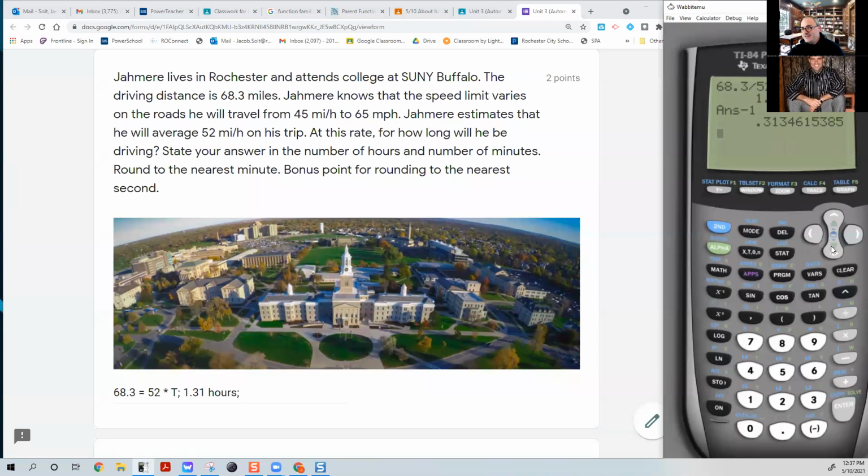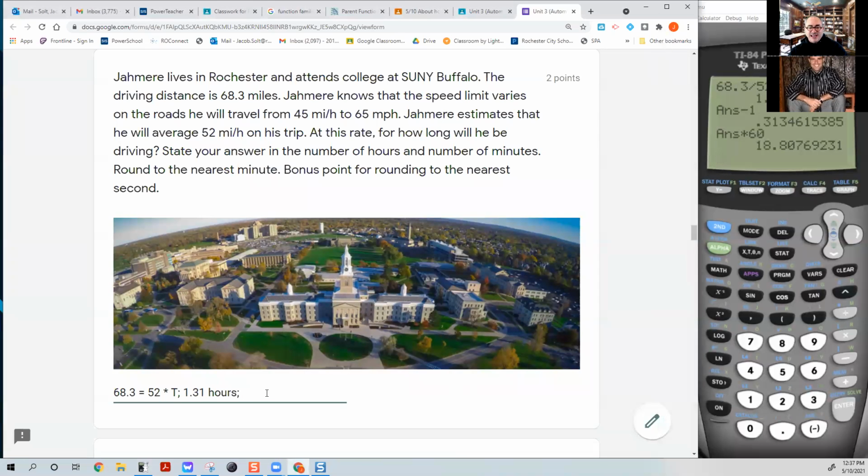How many minutes are in 0.313415385 hours? Well, I need to think, how many minutes are there in an hour? There's 60. So if I take this number, this is a fraction of an hour. If I multiply it by 60, I should get how many minutes there are. I could round this up to the nearest minute, and it'd be 1 hour and 19 minutes if I was going for the regular calculation. That's about how long it would take.